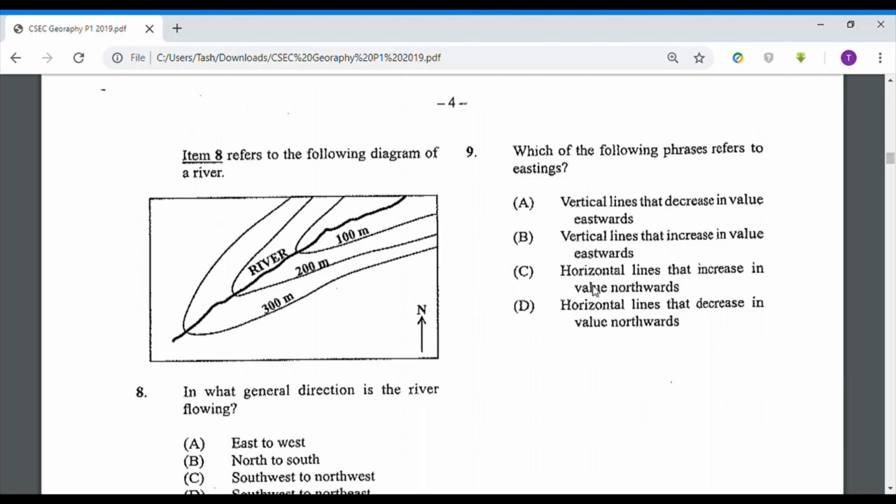That is B. We can still look through the others. Horizontal lines that increase in value northwards, they're not horizontal at all. So these two would have already been out, and we know that eastings increase in value in an easterly direction. That's how they get their name, so that would have been number 9.